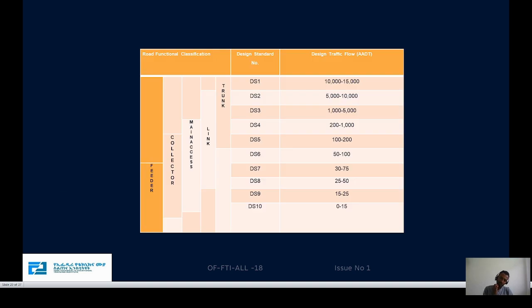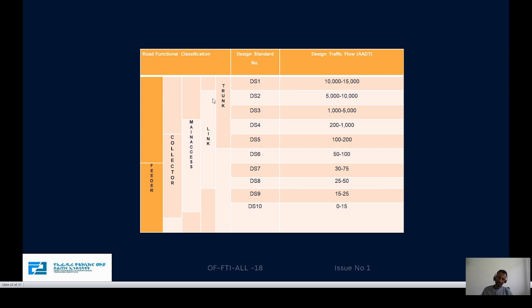For example, the functional class will be related to the design traffic volume. This is the ERA manual, which has design standards from 1 up to 10. As we move toward DS1, the standard will be greater, the design speed will also be greater, and the quality is better.